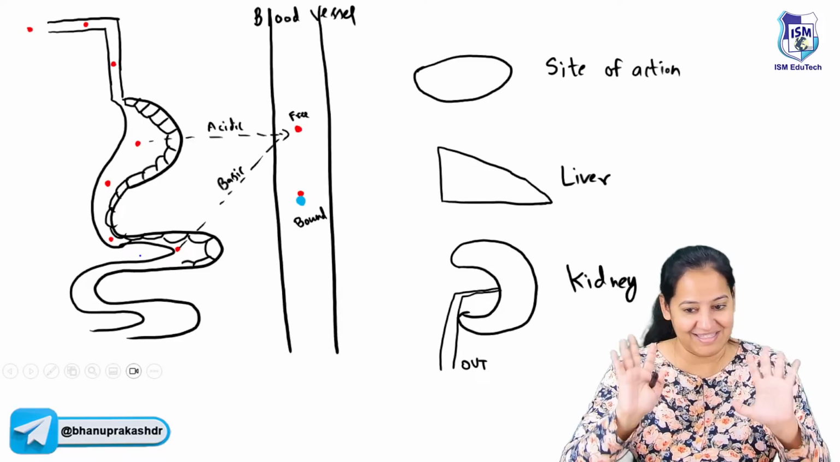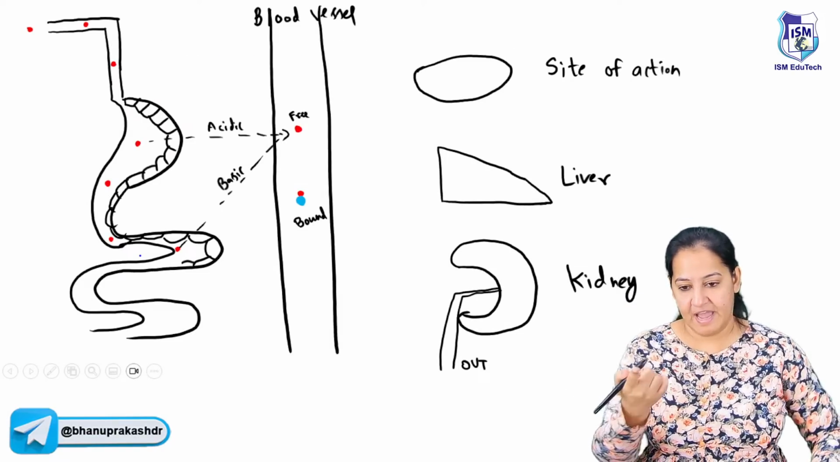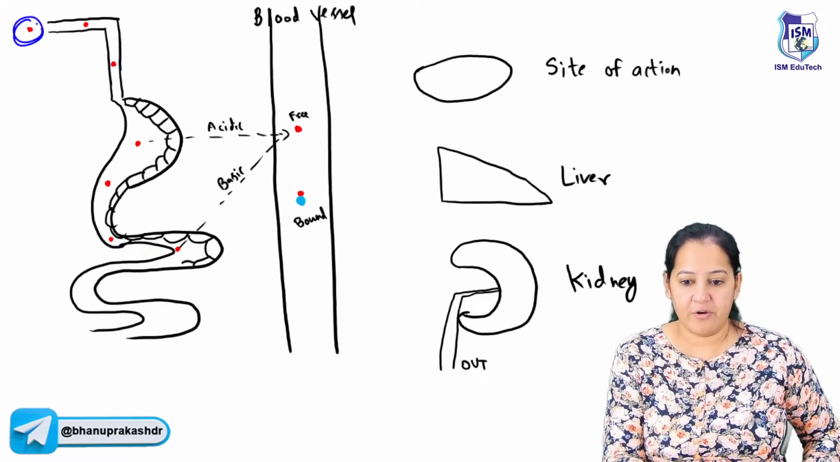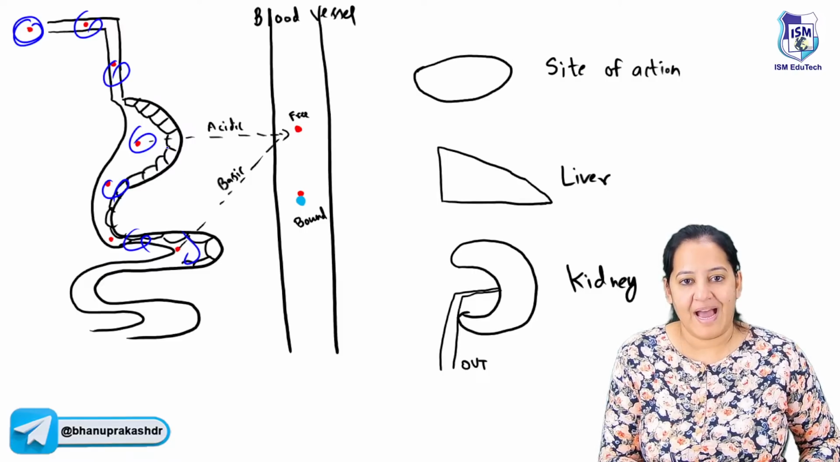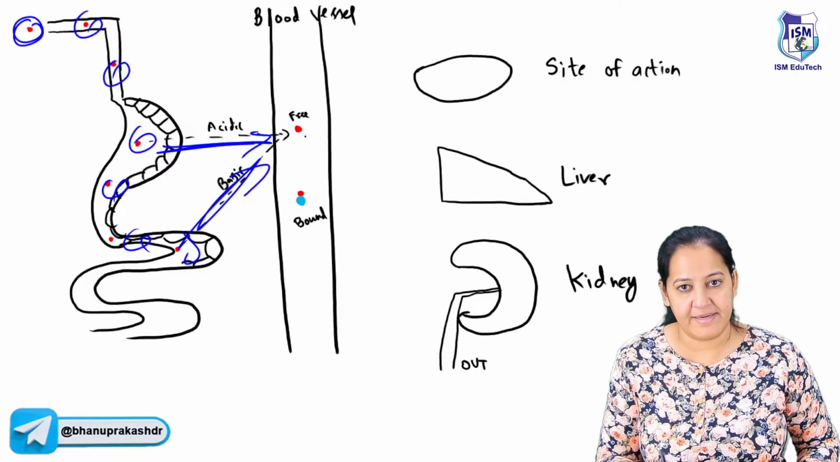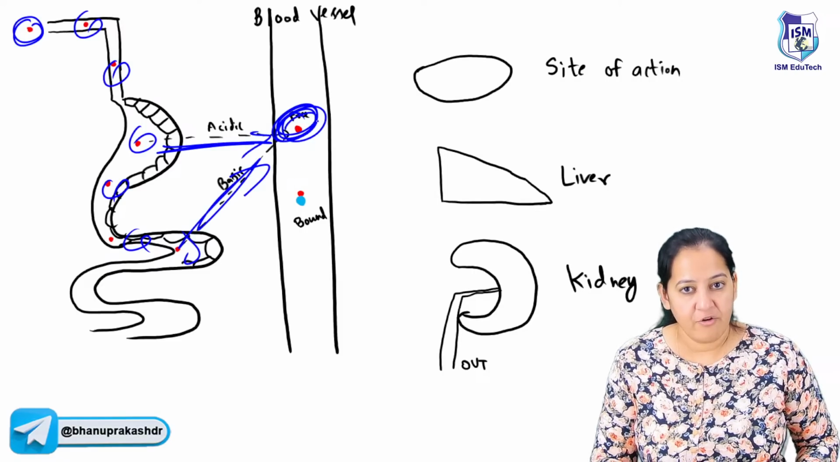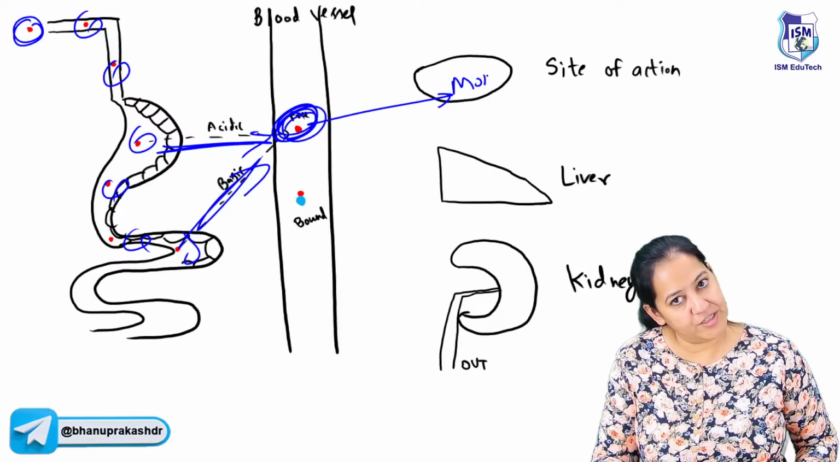Okay, listen, again the same diagram. Everyone come here. This is a drug we are taking by mouth. The drug goes inside and gets absorbed. Acidic drug from the stomach, basic from the intestine. It reaches the blood, and from the blood it goes to its site of action and shows its mechanism of action.